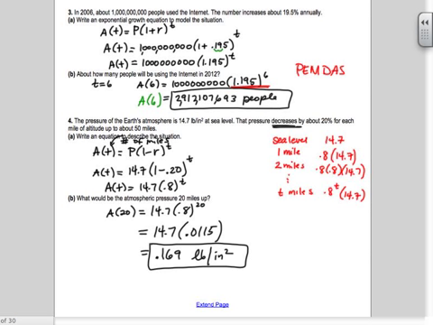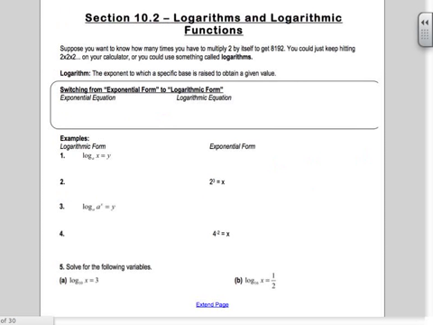Okay, so let's go ahead and skip to 10.2. Sam, you with me?